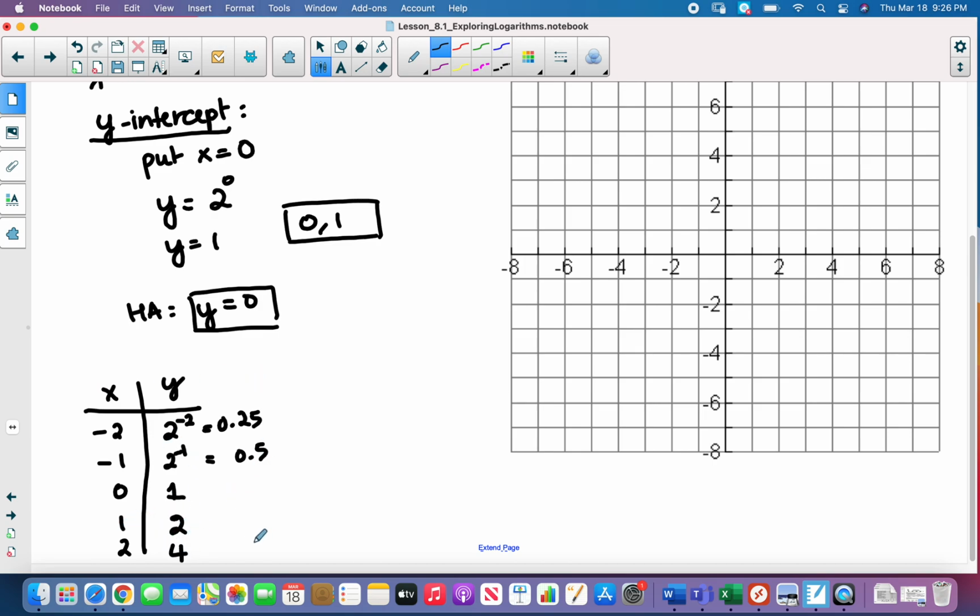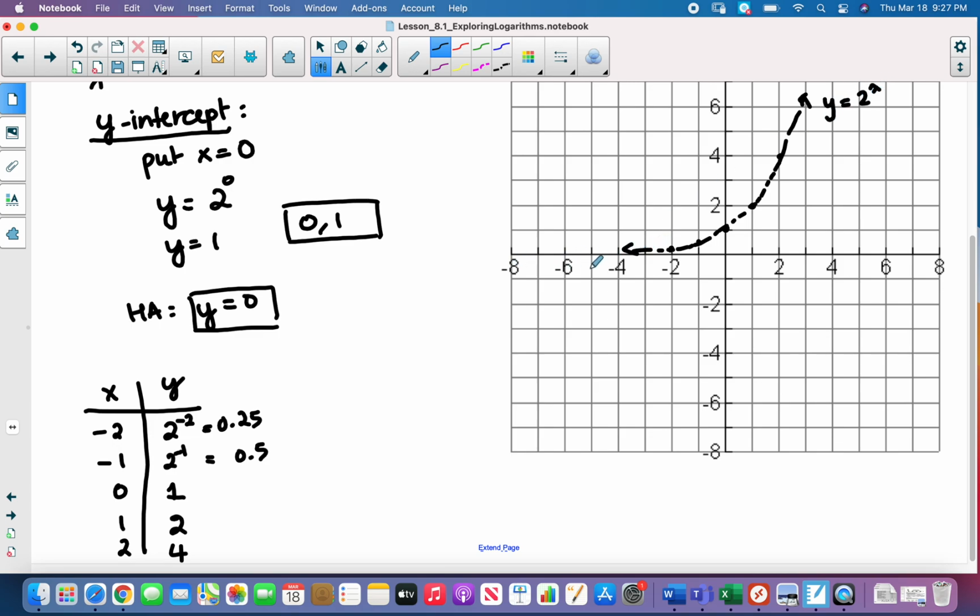So we have some points here. And then we can use those points to graph the sketch of the parent function. So let's go ahead and do that. -2 and 0.25, -1 and 0.5, 0 and 1, 1 and 2, 2 and 4. And so you can see that if we join these points with a smooth curve, we get the graph of y equals 2 to the power of x.